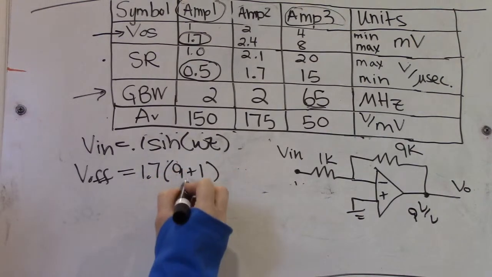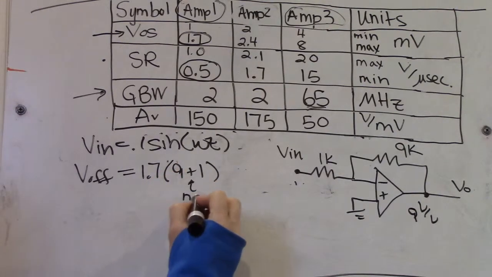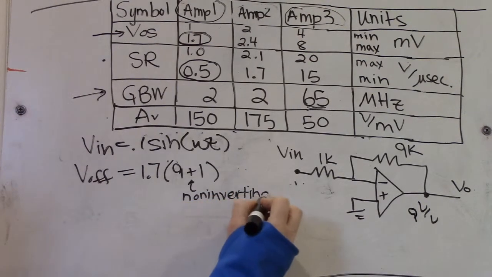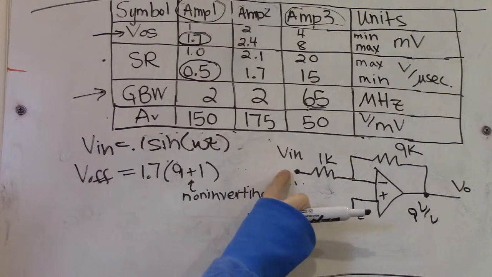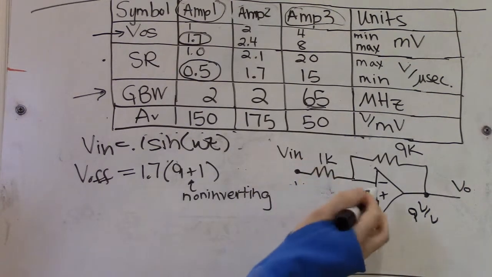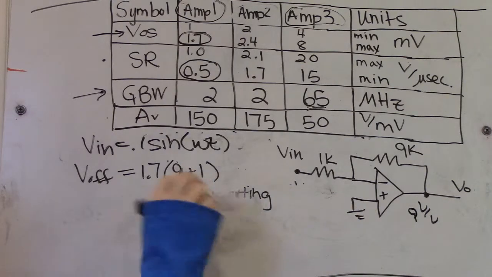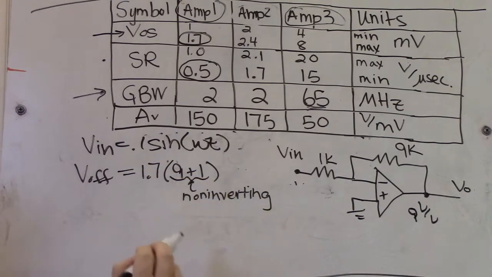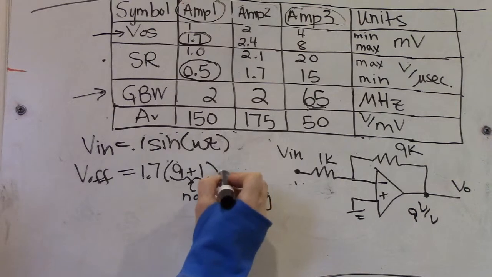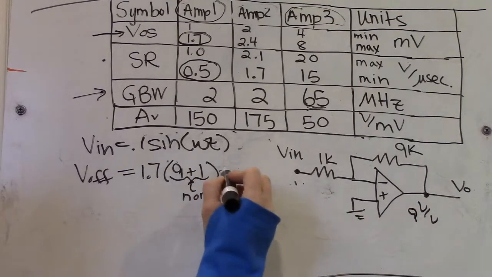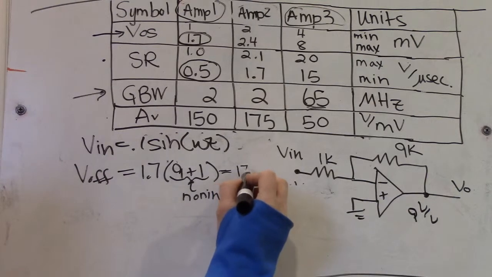Even though I have my input on the inverting terminal, the offset always looks like it's on the non-inverting one. So I have to use the non-inverting gain, which would be 9 plus 1. So this gives me an offset of 17 millivolts.